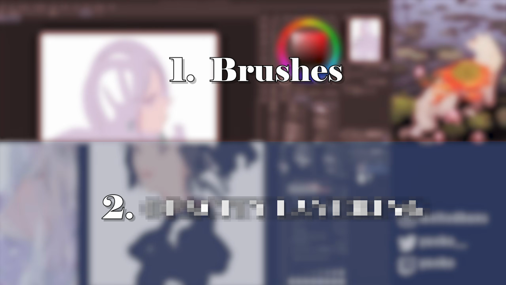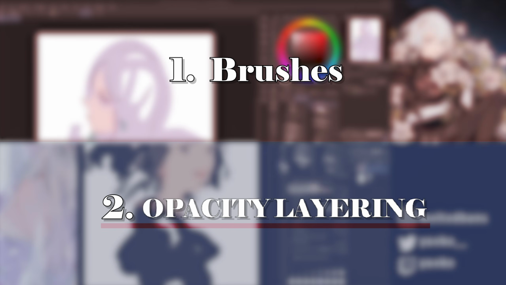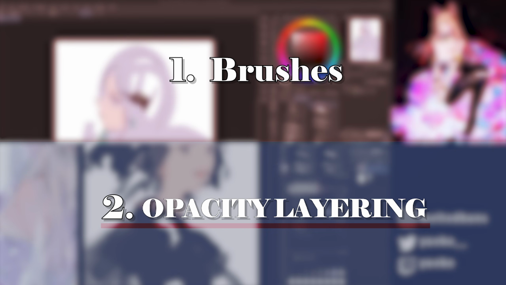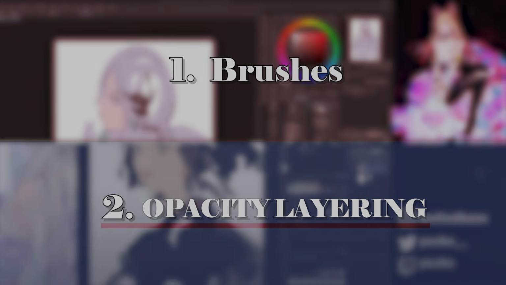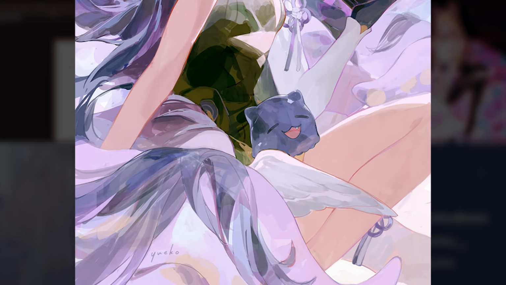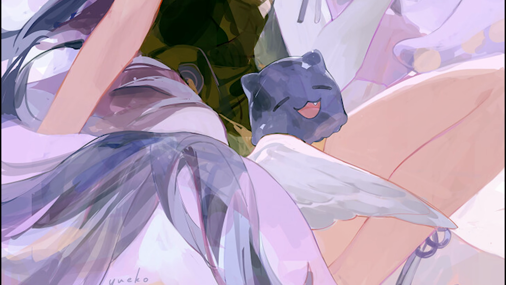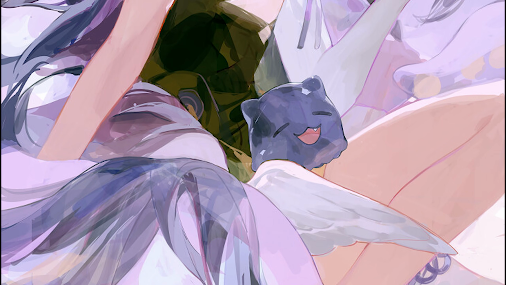Now, here's the technique I mentioned at the start of the video, which is another very important and advanced aspect of Yueko's style. If we look closely at Yueko's paintings, you can see that she's using a technique of layering brushstrokes on top of each other using a low opacity. This technique is great for adding more randomness into your paintings.